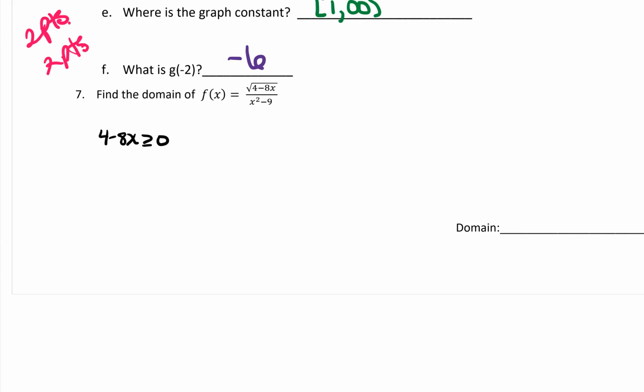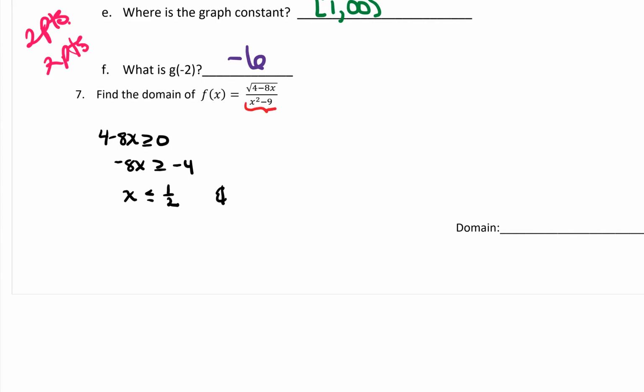So let's solve for x here. Let's subtract 4 on both sides. We get negative 8x has to be greater than or equal to negative 4. And then let's divide through by negative 8. But recall when you divide by a negative, that flips our sign. And so we get x is less than or equal to negative 4 divided by negative 8, which reduces to 1/2. So x has to be less than or equal to 1/2, and we have a problem if we have variables that set our denominator equal to 0.